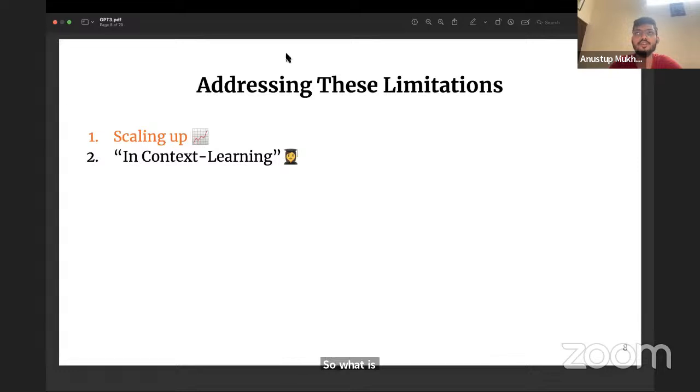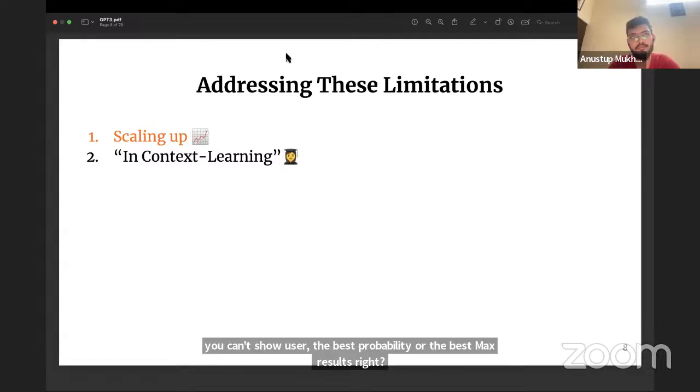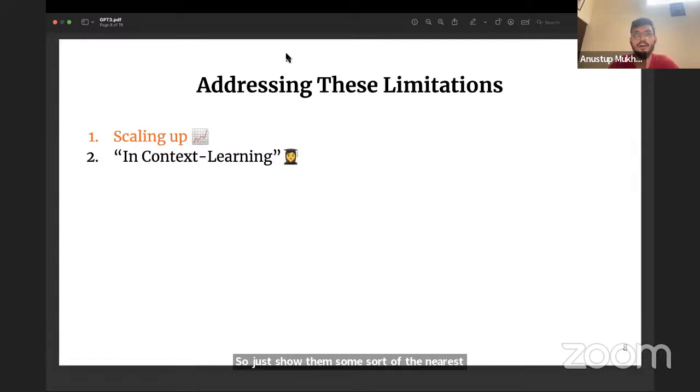If you can't show the user the best probability or the best match results, just show them some sort of nearest results, or the matching results. This is a beauty to deal with. Whenever we call AI engines in production, speaking from the history of AI, AI has already shown its colors many times in industry. For example, remember the days when BERT was launched. At that time BERT was doing amazing stuff.